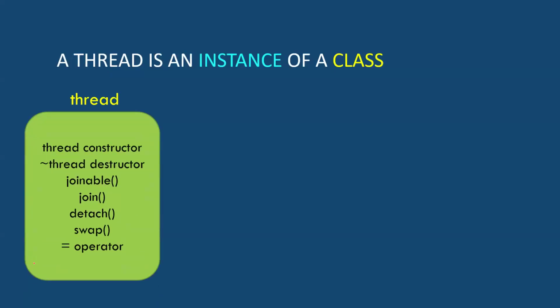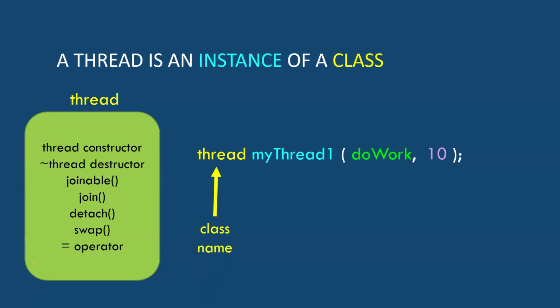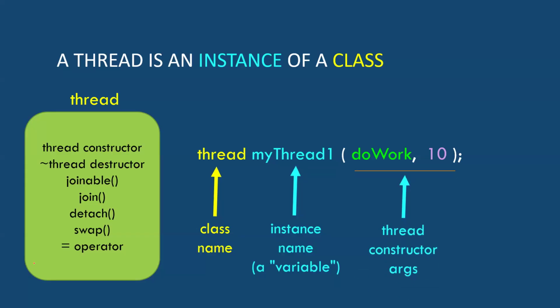And remember that our thread is an instance of the class. So it's got methods, it's got a constructor, right? Our instance is the variable essentially that we're creating. And our constructor needs these arguments, right? And no parentheses there. We're just passing in the name of the function, which is essentially a pointer in C++. So no parentheses, because we don't want to call the function. We want the constructor for the thread class to call the function.